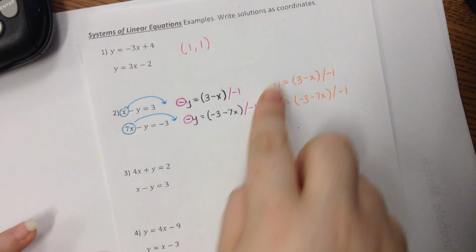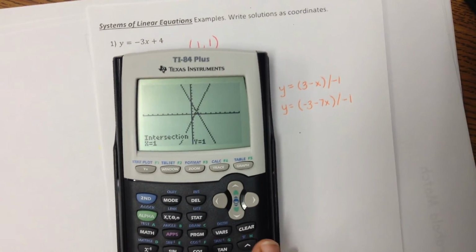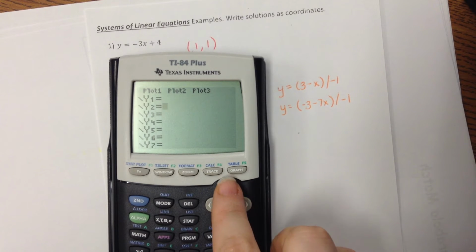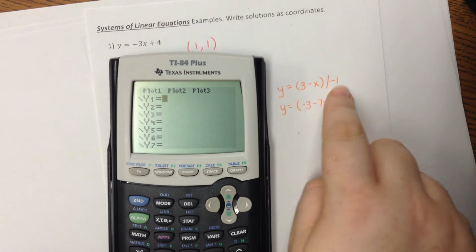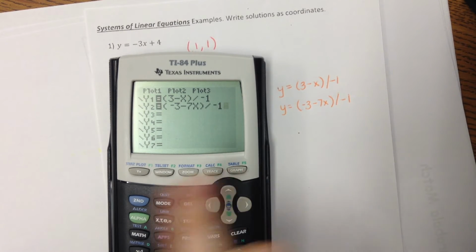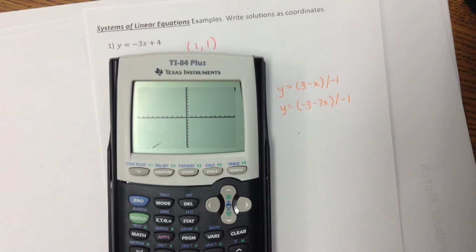Now that I have the two equations, I can type them into my calculator. So I'm going to go back to my calculator, back to my y equals. I'm going to clear both of these out from earlier, go back up to y1, and retype this in exactly as it says: parentheses, 3 minus x, close parentheses, divided by a negative 1. I'm going to go down and put parentheses, negative 3 minus 7x, close parentheses, divided by a negative 1. I'm going to press graph so I can see if they intersect.